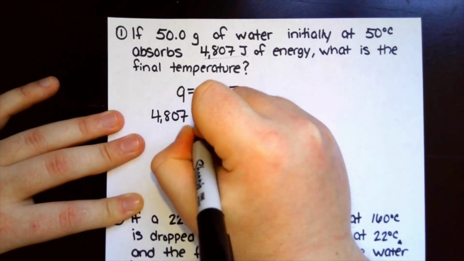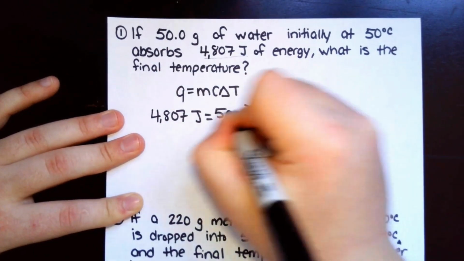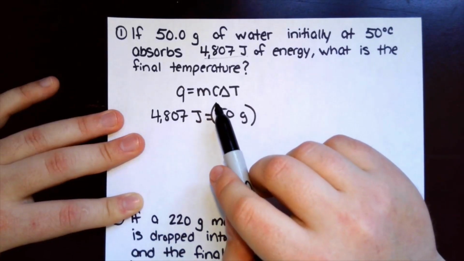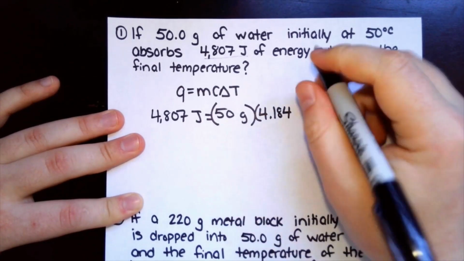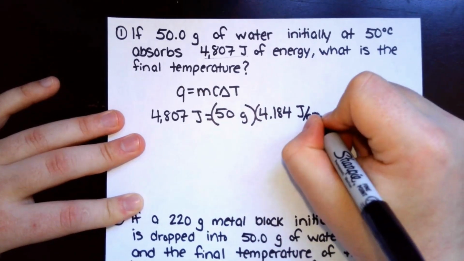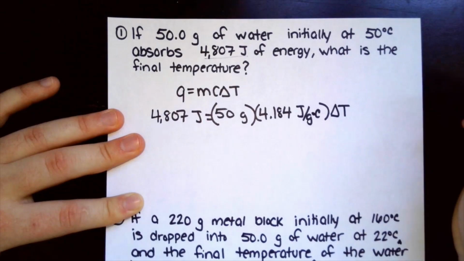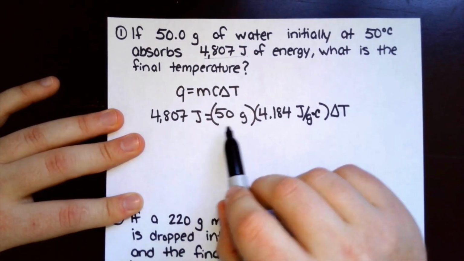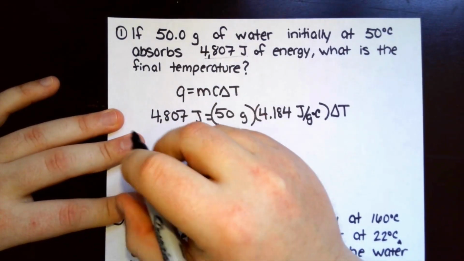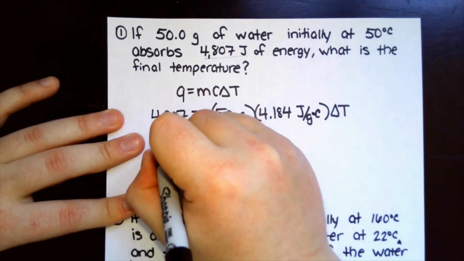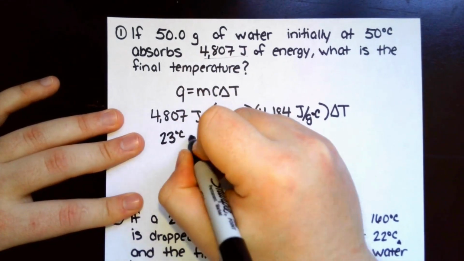4,807 joules. Our mass is 50 grams. The specific heat of water is a known value, and that is 4.184 joules per gram degree Celsius. And we can solve here for delta T. So now, basically, we divide both sides by 50 times 4.184, and we solve for delta T. We would get, rounded, 22.9. I'm just going to round to 23. So 23 degrees Celsius equals delta T.